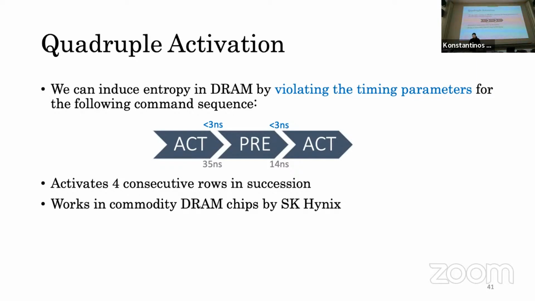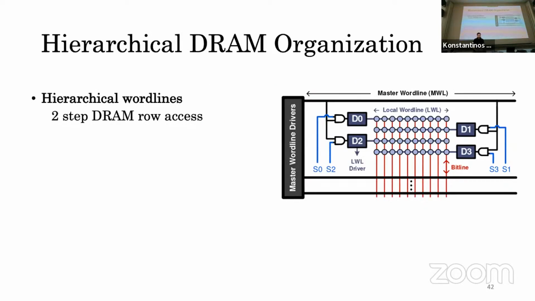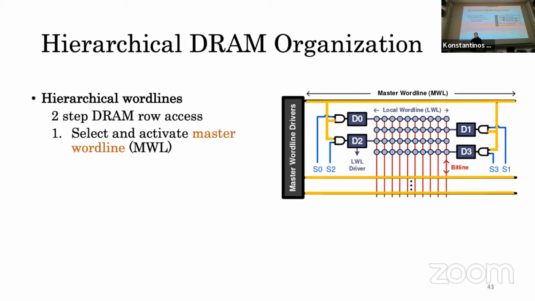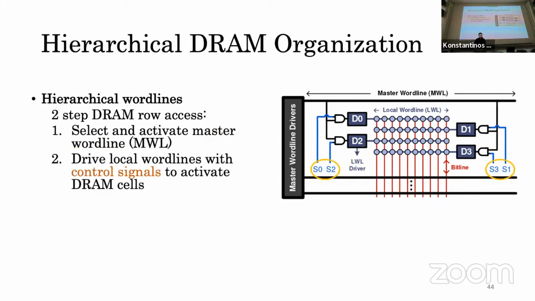Now, in order to understand how this works, we need to first quickly have a look at DRAM organization, more specifically hierarchical DRAM organization. This organization consists of hierarchical word lines. You can see a master word line and a local word line. So in order to read a row in DRAM, one would take the following 2 steps. First, we select the correct master word line, and note how there are 4 local word lines all connected to the same master word line. After we've selected the right master word line, we would use one of the control signals to select the proper local word line, or DRAM row, that we actually want to read.